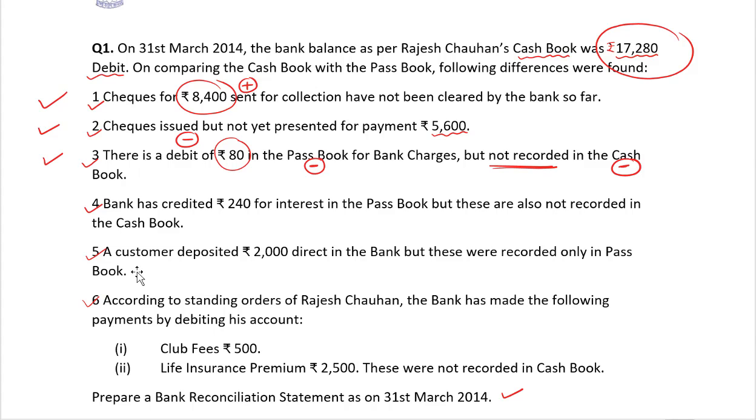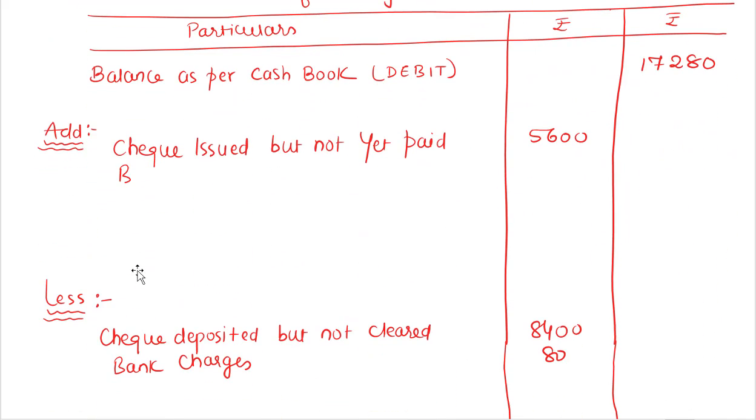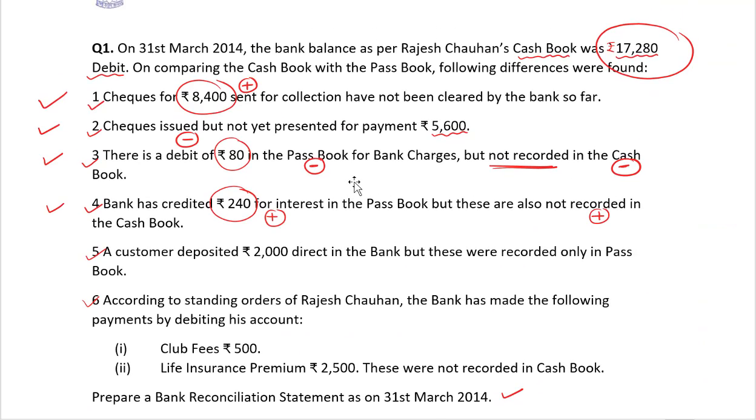Fourth, bank has credited 240 as interest. So bank has added, we also need to add in the cash book 240 as bank interest. Just write over here bank interest credited 240. I believe it is clear. Point number 4 is also done.